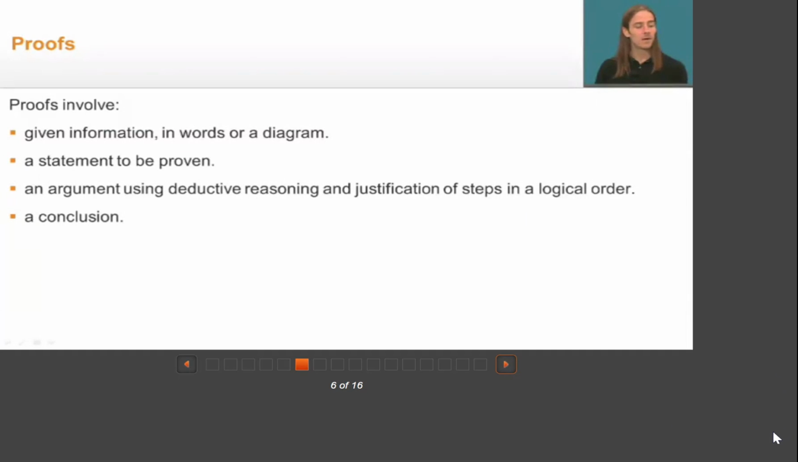Mathematical proofs involve given information in words or a diagram. When we take information from a diagram, for example, if I'm given a diagram of an angle, we have to be really careful to only use the information that's given to us. This looks like a right angle, but it really could be 89 or 91 degrees. Unless we're told that it's a right angle, either with an angle marking or with an angle measure, we can't make an assumption about it.